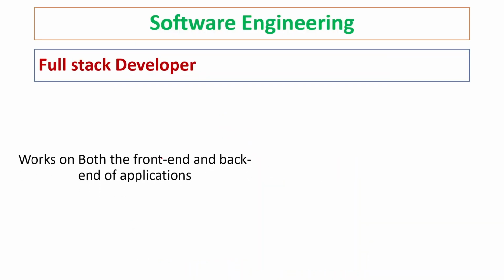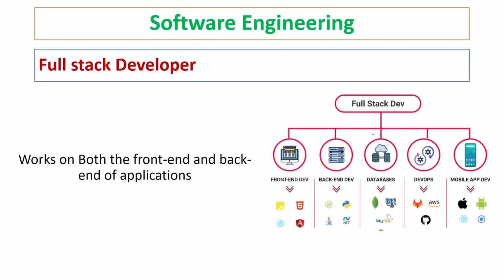So they work on both the front end and back end of the application. When it comes to full stack development, they should know about all these things: front end development, back end development, database, DevOps, mobile application development. To become a full stack developer, no need to know all these things, but you should know a front end framework for your web application, a back end framework for your web application, and a database. If you know these three things, then it is fine. No need to know all the front end frameworks.